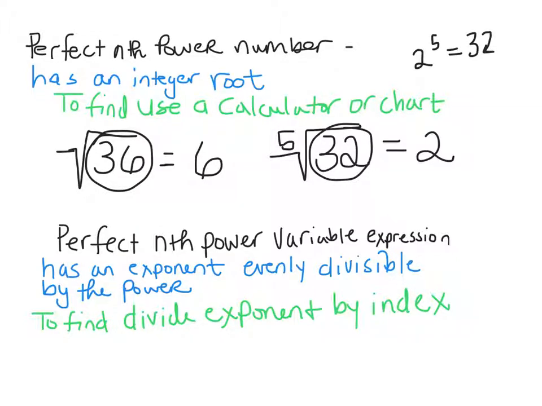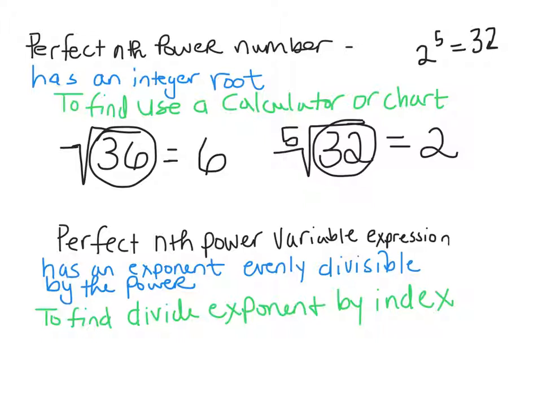36 is a perfect square. A number like 8, for example, since the cube of 2 is 8, 8 is a perfect cube, and the cube root of that is 2. All right? So if I'm dealing with a variable expression, it's a little bit different.